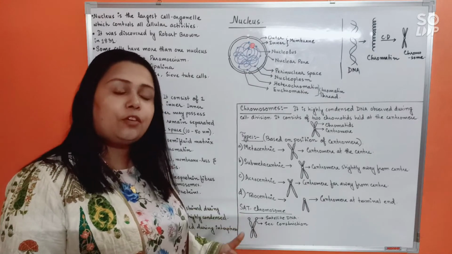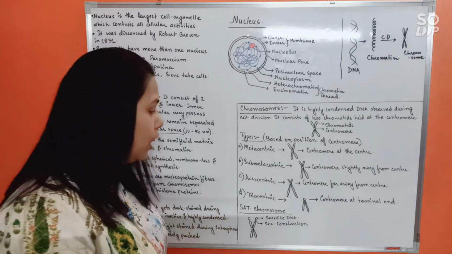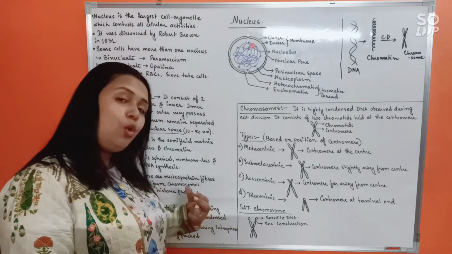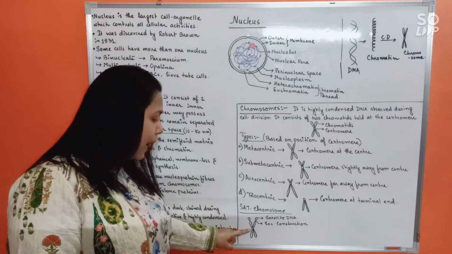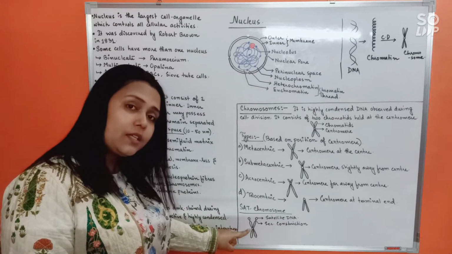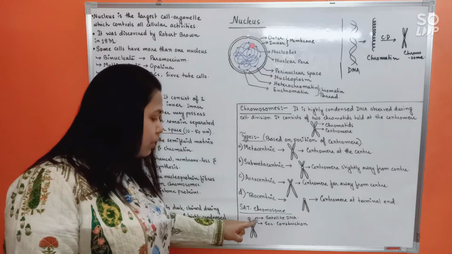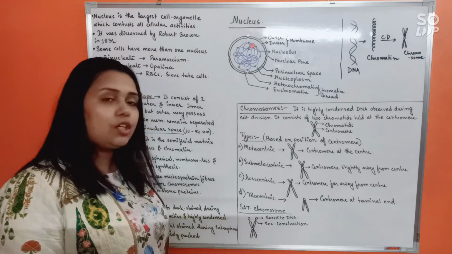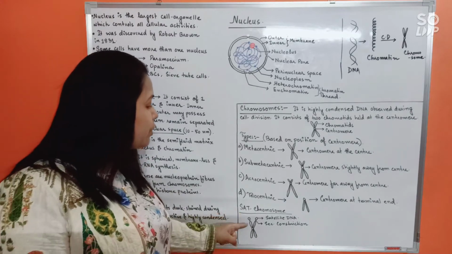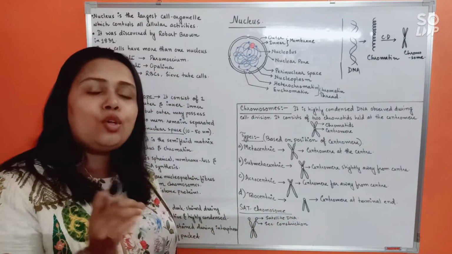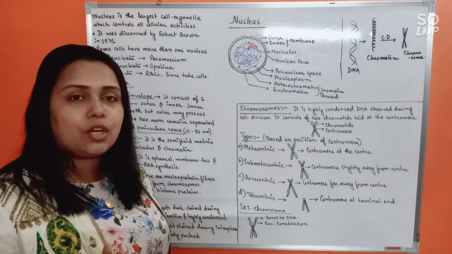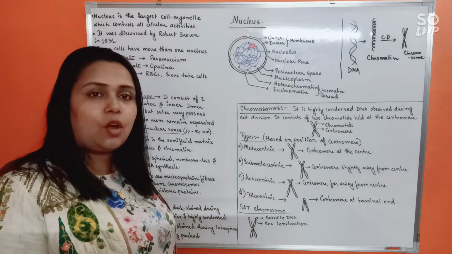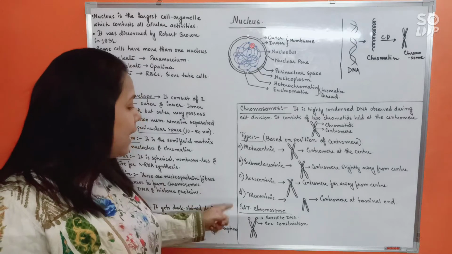Finally, we have to discuss a very unique form of chromosome that is called a SAT chromosome. Alright? SAT chromosomes are those chromosomes which, apart from having a primary constriction or a centromere, will have another constriction as well, called secondary constriction. And beyond that secondary constriction remains a part of the DNA which is called satellite DNA. So those chromosomes which have a secondary constriction or satellite DNA are called SAT chromosomes or satellite chromosomes. Alright?